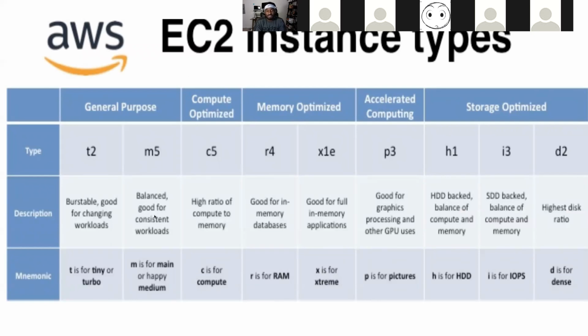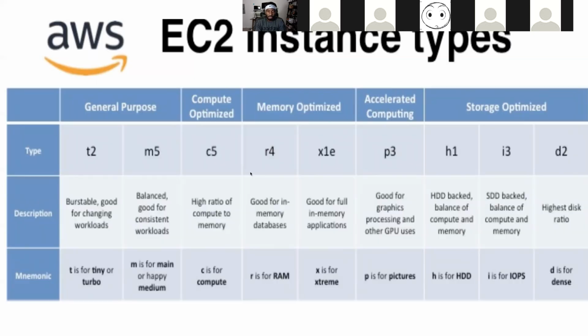We have M5. M is memory intense. So if you have a memory intense application, we have C5, a high ratio of compute to memory. You'll see what all this means soon. This is just like a big foundation. When you're going through the slides, this R4 is good for memory databases. And there are different categories of instance types.